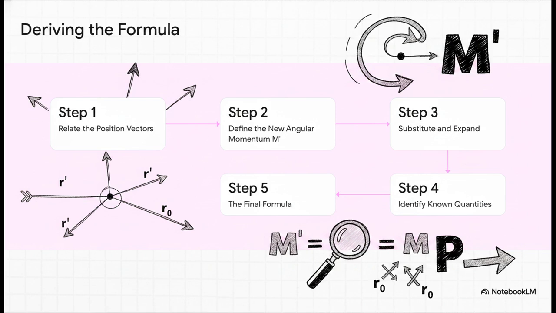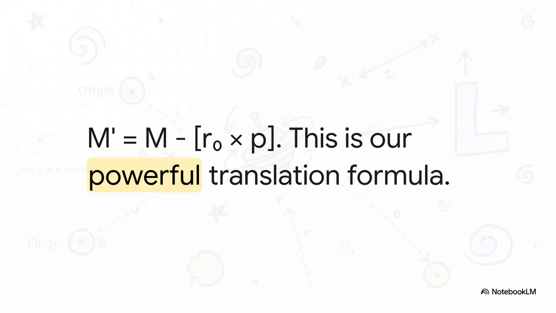And the second term simplifies really nicely into our shift vector, r naught, crossed with the total momentum of the whole system, p. And that brings us right to the finish line. And boom, here it is. This is the solution to the first part of the problem. Our new angular momentum, m prime, is simply the old one, m, minus this little correction term.